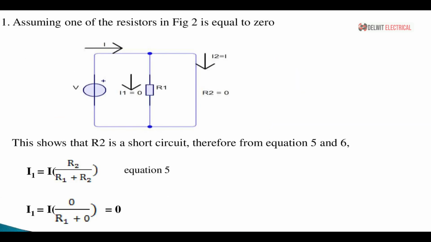Let's consider two special cases. On the screen, you would see a circuit where we assume that the resistor R2 is equal to 0. Since the resistor is equal to 0, that means we have shunted the circuit. Therefore, equations 5 and 6 will now be I1 equal to 0 over R1 plus 0 times I, which is equal to 0. So the current flowing through R1 is 0.